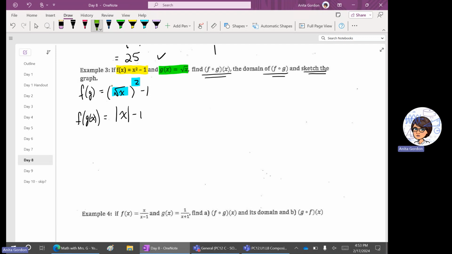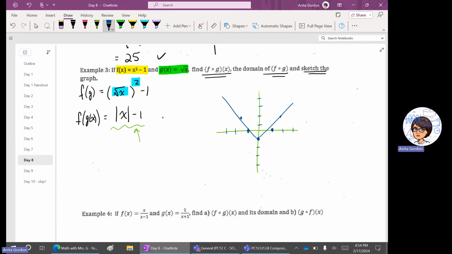Now, the absolute value function we know looks like a V. However, we see a translation here. This is telling us that the absolute value function has been shifted down 1. So if I'm graphing it, we have shifted the vertex down 1. All right. And this is our V. That's what our graph will look like.